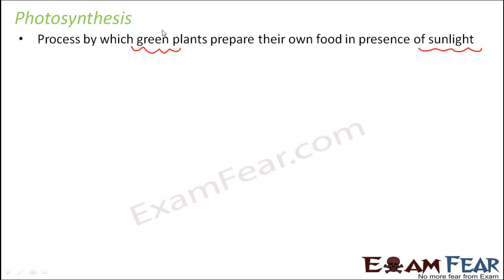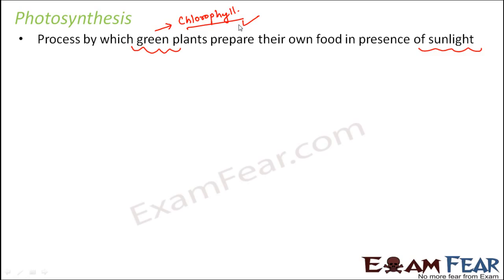That's because these green plants have a specific pigment called chlorophyll, and due to the presence of this pigment, these plants get their green color. And this pigment, chlorophyll, performs one of the most important roles in the process of photosynthesis. So chlorophyll is very crucial for photosynthesis, and therefore green plants perform photosynthesis.